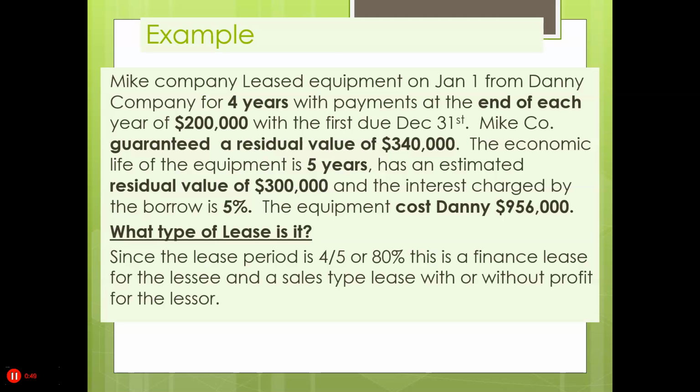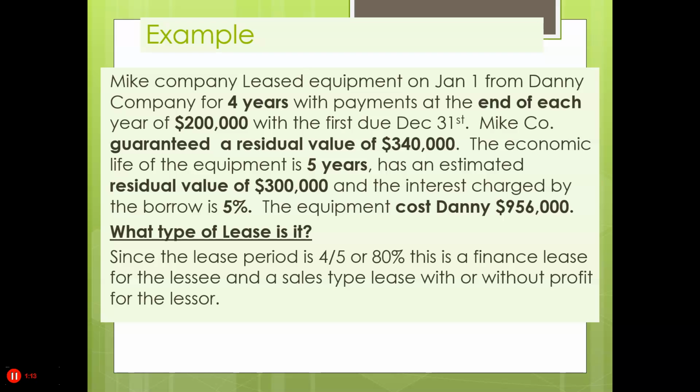My company leased equipment on January 1st from Danny Company for 4 years with payments at the end of each year of $200,000, with the first year due December 31st. My company guaranteed a residual value of $340,000. The economic life of the equipment is 5 years and has an estimated residual value of $300,000. The interest charged by the borrower is 5%.